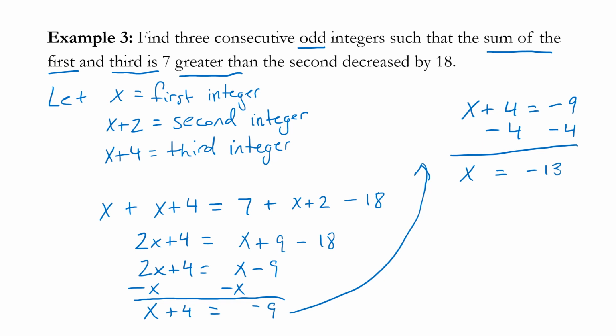So our first integer is negative 13. Our second integer, which is x plus 2, is negative 13 plus 2, which is negative 11. And our third integer, which is x plus 4, so x plus 4 is negative 13 plus 4, which is negative 9. All right, so now we're going to do our check.